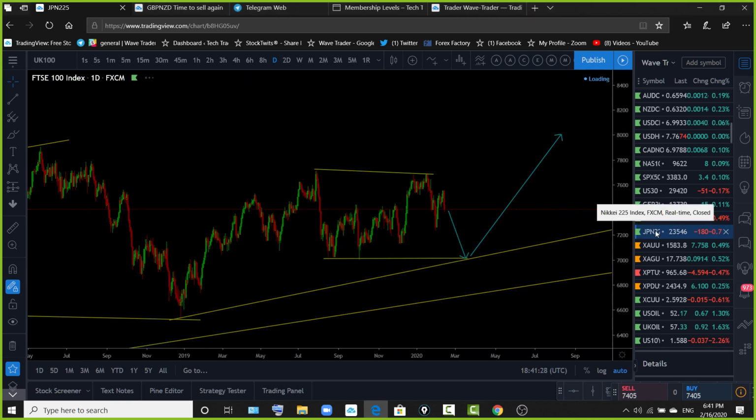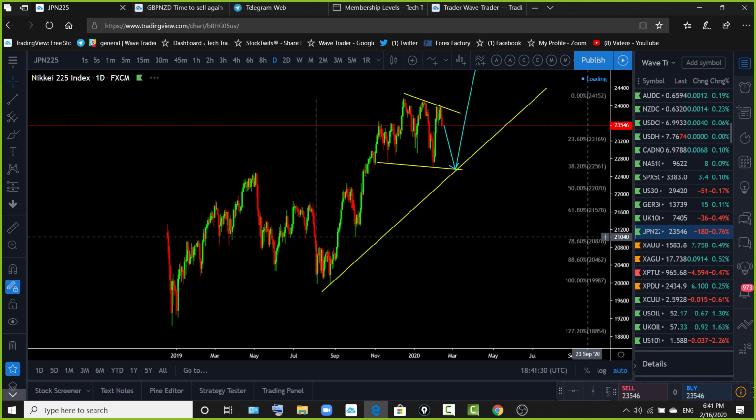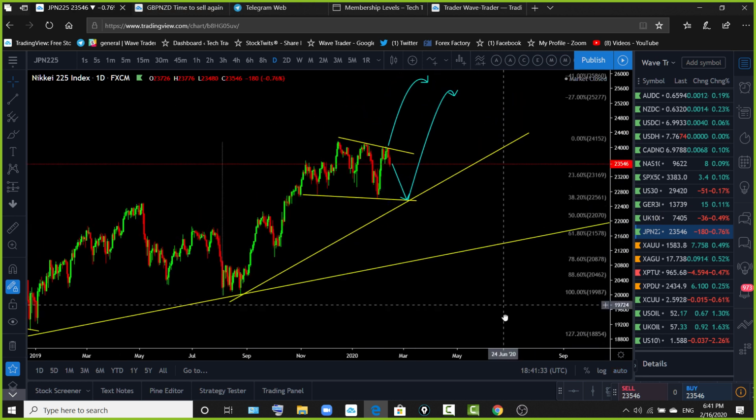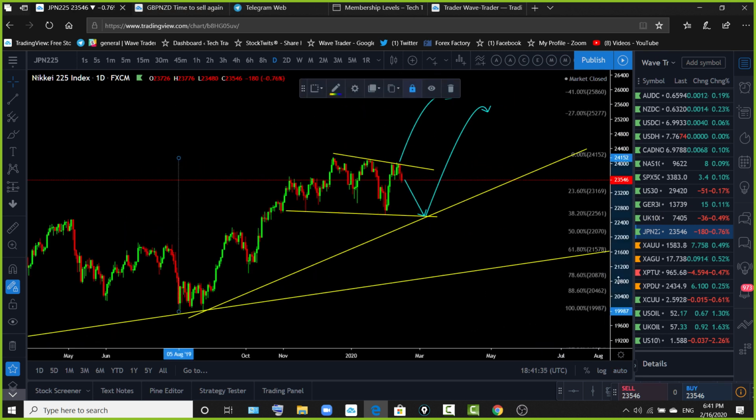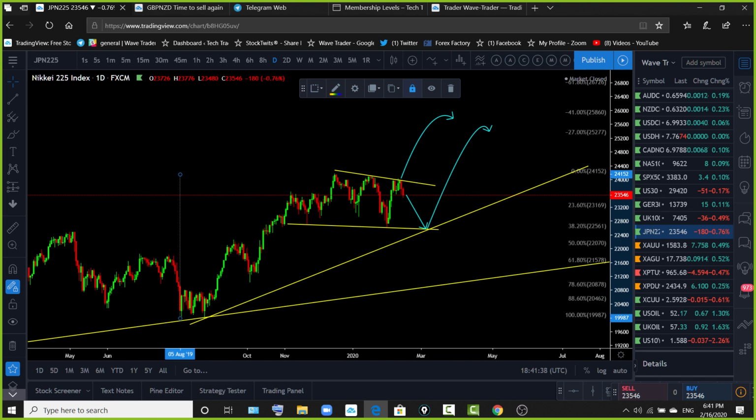All right, Nikkei index also goes down, same as the DAX. One more drop and test the previous bottom and then go higher. So this drop will drive the yen higher.